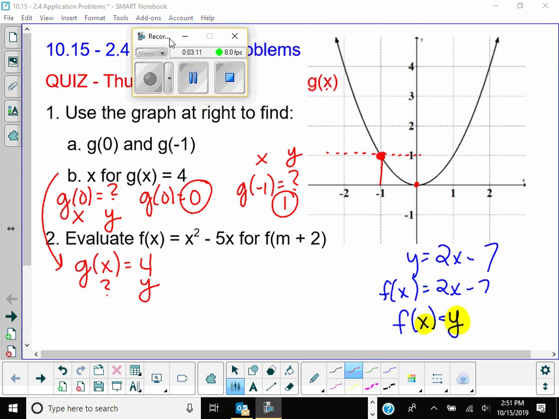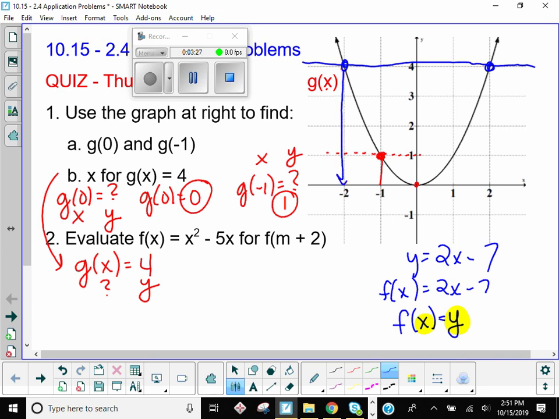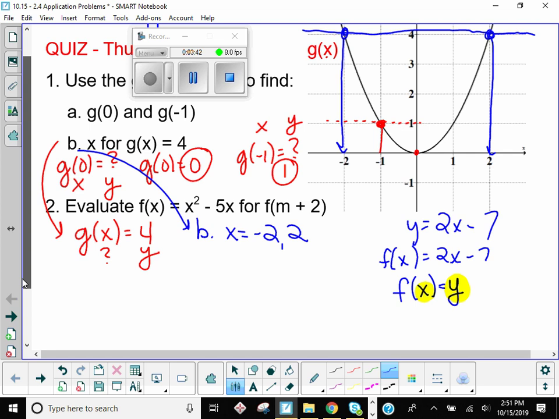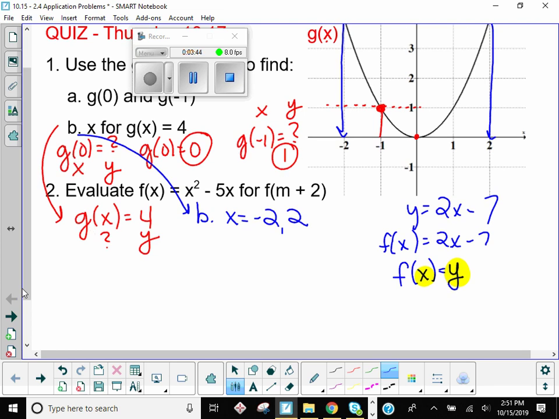So here's where y is 4. Everywhere here. How many places does it cross the graph? 2. One time here, one time here. So when y is 4, what is x? Negative 2 and 2. So those are your 2 answers. So part B is x equals negative 2 and 2. So when the output is 4, what were the inputs?